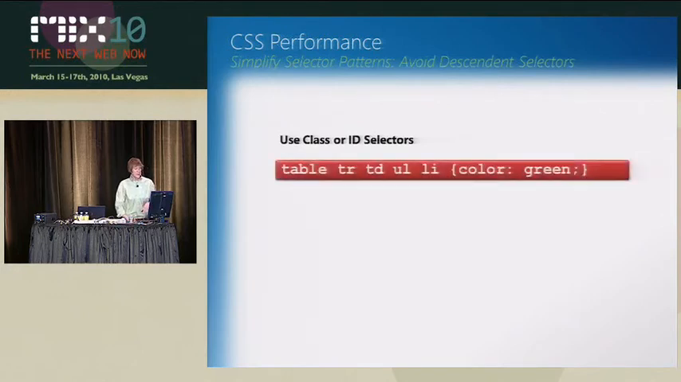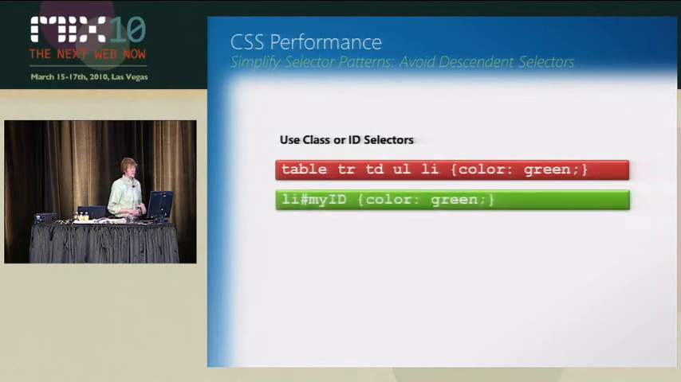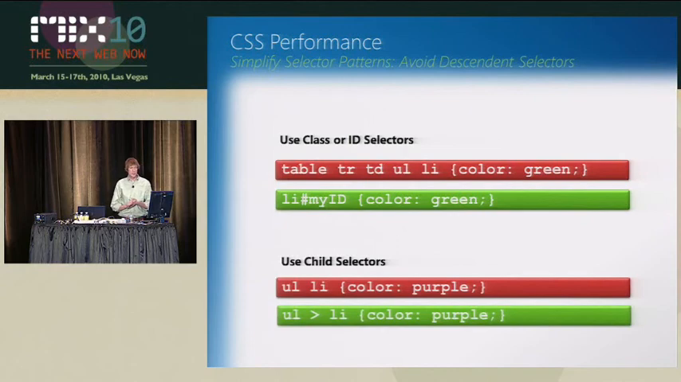So first, use class or ID selectors. Here we have a large chain of element selectors. What the browser has to do in this scenario when it's trying to format your document is look at every table. It then has to see if that table has a table row, then look at the table cell inside that, and then an unordered list, and then a list item. And it has to map this for every table in your document. Instead, you could use an ID selector. In this case, I have an ID on the table, so I can set it to my ID, and then the browser can quickly map that style to green. The same is also true for child selectors.